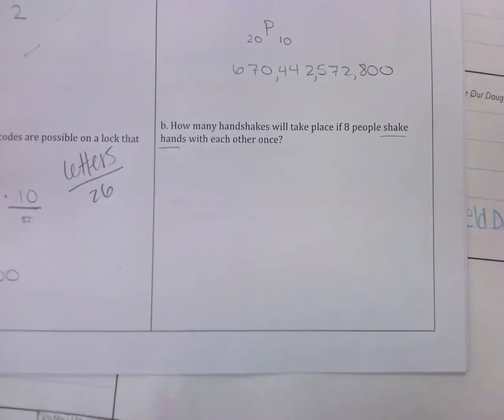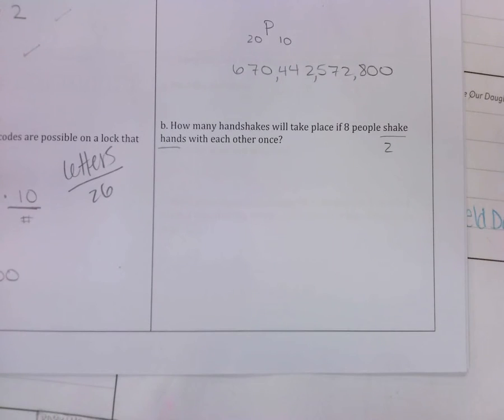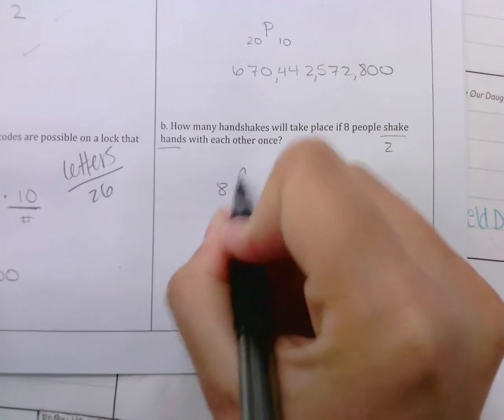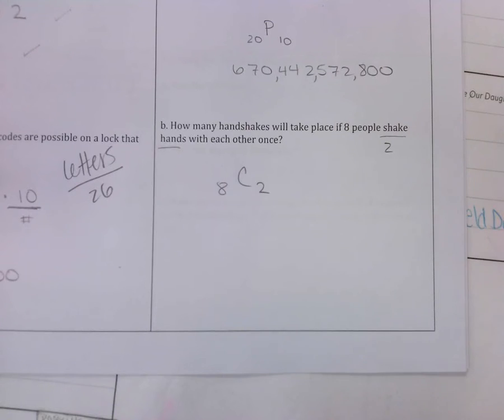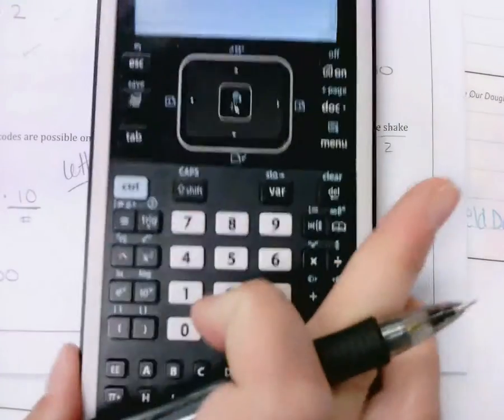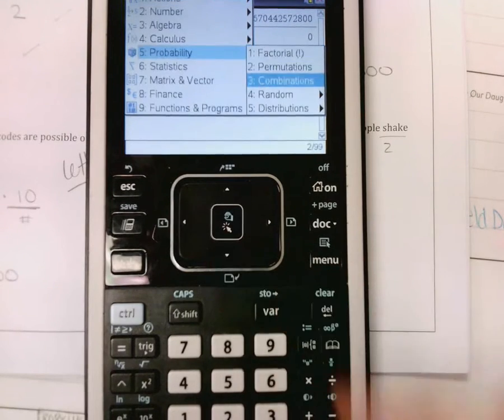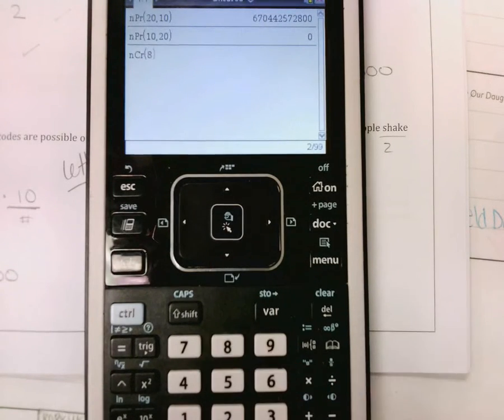You have 8 people shaking hands. How many people does it take to shake hands? 2 people shake hands. It's like pairing people up. So order does not matter. So it's a C. 8 choose 2. Doesn't matter what order you're shaking hands in, so it's a combination. And again, you can use your calculator if you want. Menu, probability, combinations, 8 comma 2. We got 28 handshakes.